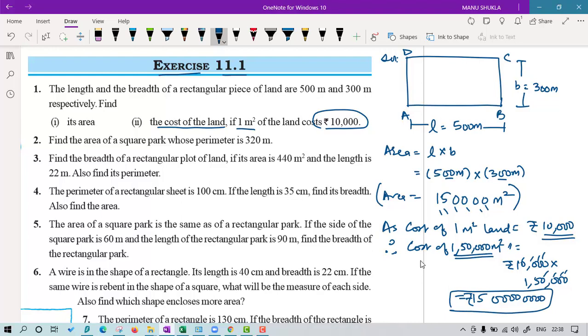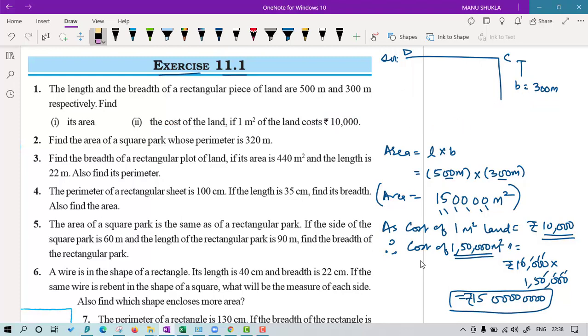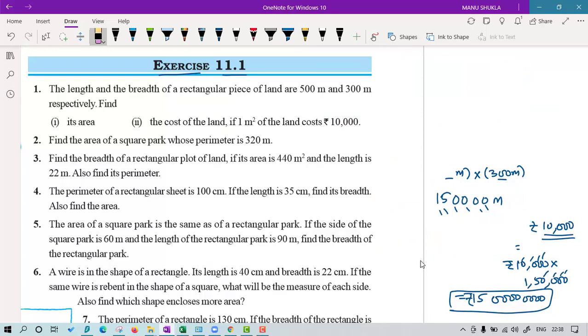Find the area of a square park whose perimeter is 320 meters. A square is nothing else but a special case of a rectangle in which length and breadth are equal. So we will deal with the square in a similar way. Let's see.